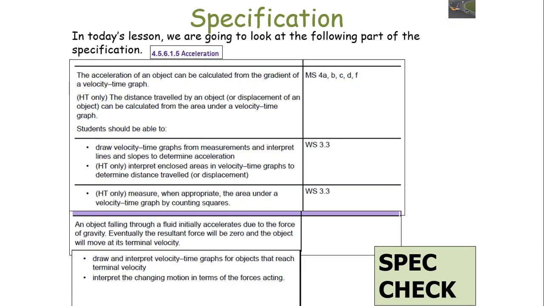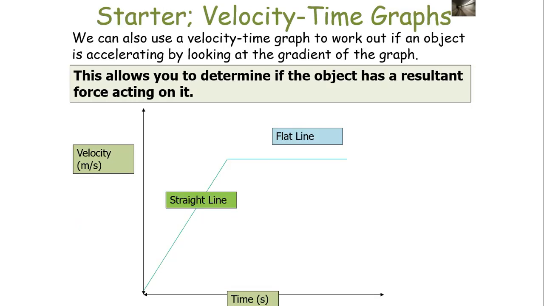So as we mentioned before, this is part of the AQA separate science course in physics in the forces section, which is in the specification point of acceleration. Now it's interesting to note that the bottom points, which are draw and interpret a velocity time graph for objects that reach terminal velocity and interpret the change in motion in terms of the forces acting on an object, are separate science content only. So that will only come up in the separate science examination, not the combined science examination.